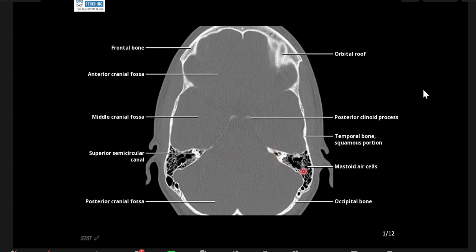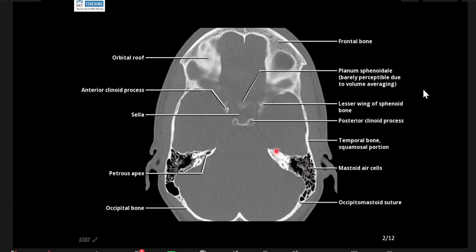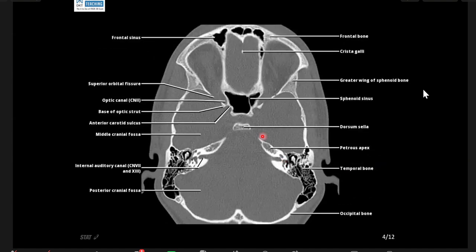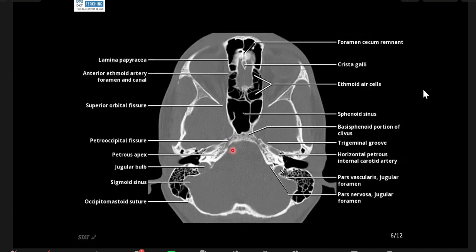Let's orient ourselves. This is the temporal bone, mastoid cells. This is the petrous apex, and this is still the petrous apex. We can see the internal auditory canal. We can see the internal ear structures, still continuing with the petrous apex. And then it forms this synchondrosis. This is the petro-occipital fissure, and synchondrosis means there is a cartilaginous joint. This is the basisphenoid portion of the clivus. So a joint is formed there.